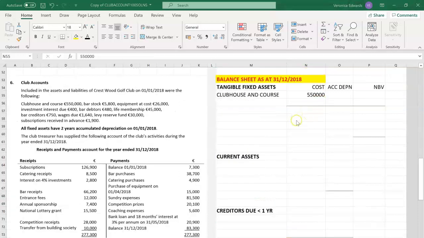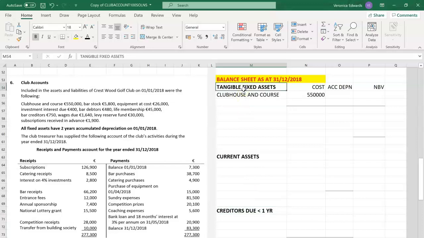Now we turn our attention to the balance sheet. So the balance sheet is essentially a list of assets, liabilities and reserves of the club on a particular day, in this case on the last day of the financial year, which is the 31st of the 12th, 2018. So we start by listing our fixed assets, then we look at our current assets, and then we start looking at our liabilities and reserves.